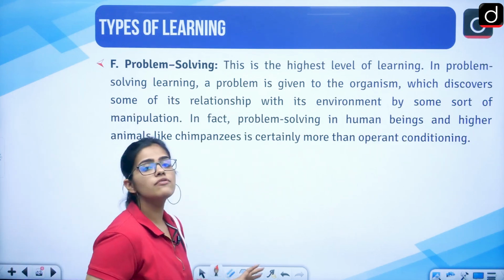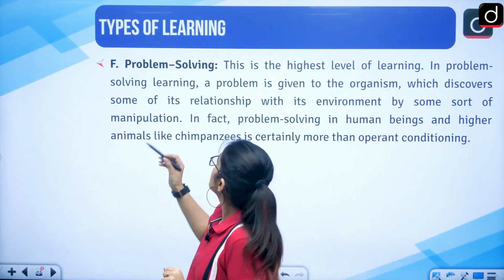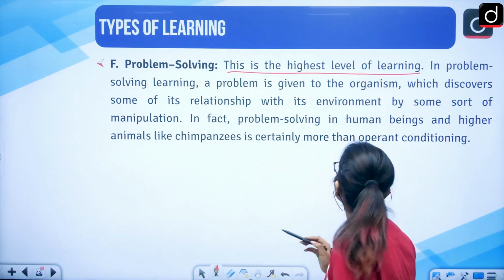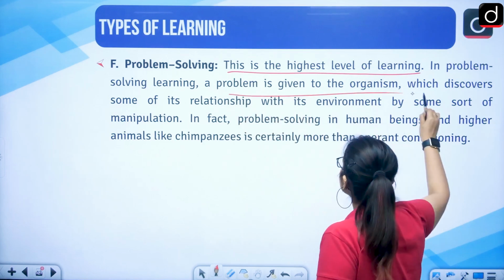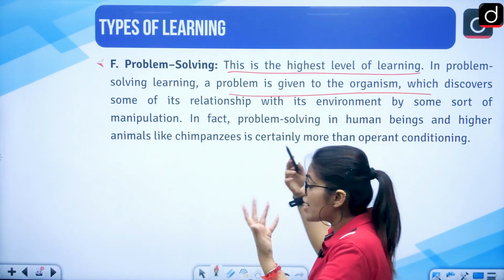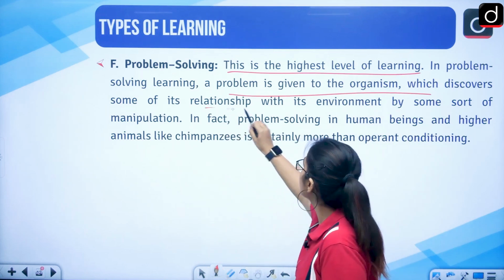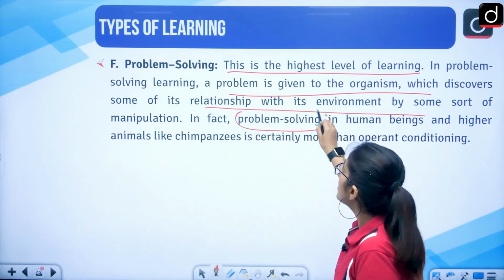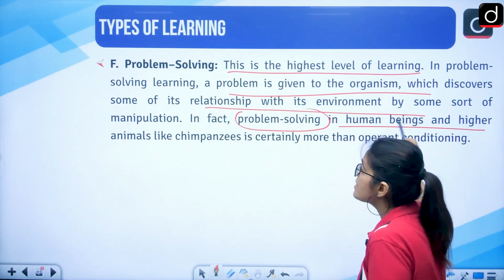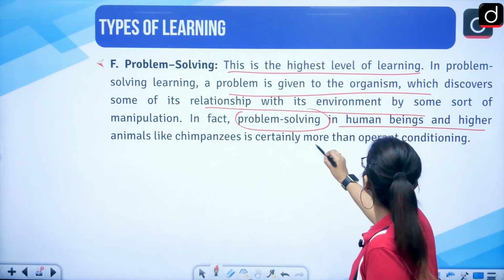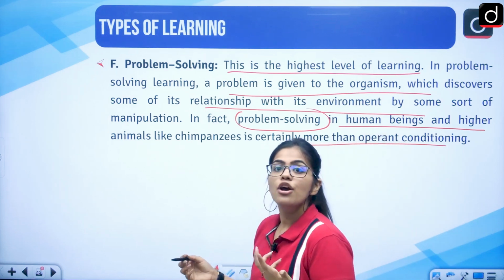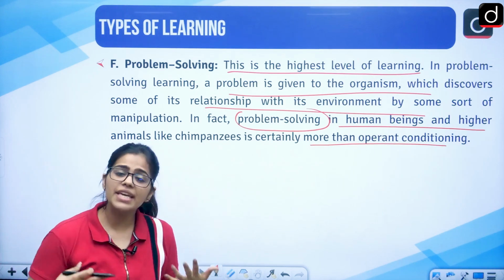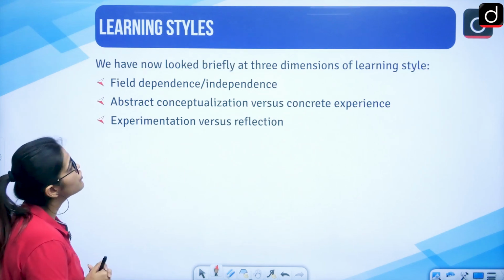Last, the highest order of learning is problem solving learning. Problem solving learning is the highest level of learning, and it is the best kind of learning also. In problem solving, a problem is given to the organism, or they try to discover some of the relationships on their own in the environment. Some manipulation happens and the problem is solved. In fact, problem solving in human beings and higher animals like chimpanzees is a form of operant conditioning only. We try to associate all kinds of learning with operant conditioning. These are a few types of learning.